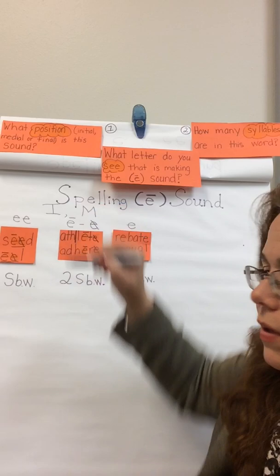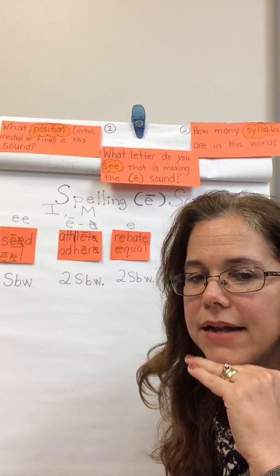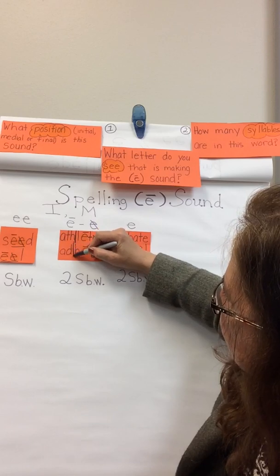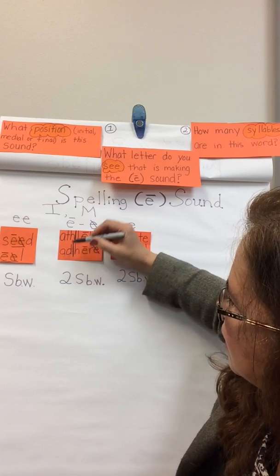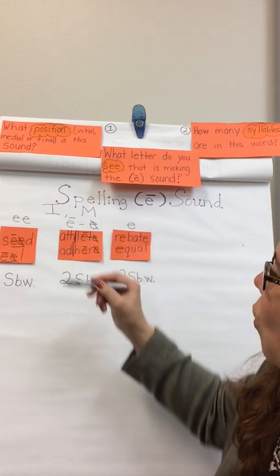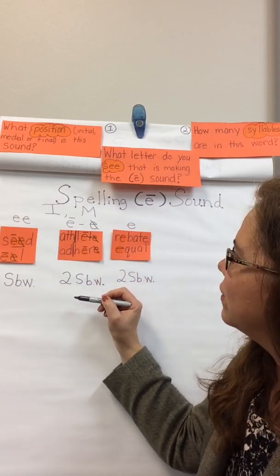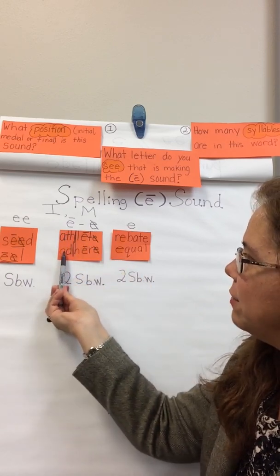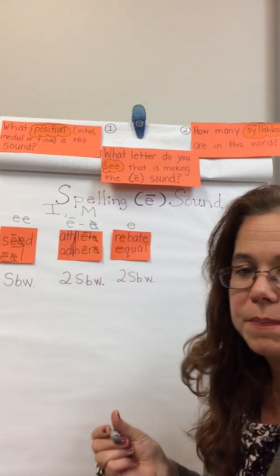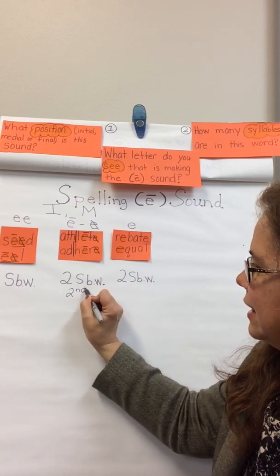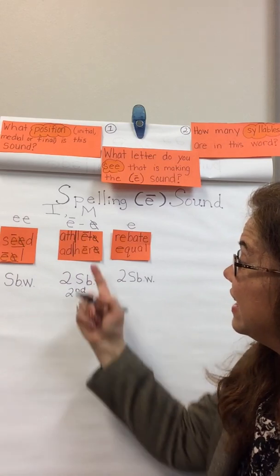Athlete. Well, let's say the next word. Adhere. We broke it up right here. That's our syllable division line. This is my first syllable. This is my second syllable. So where did I hear the E sound in these words? In the first syllable or the second syllable? That's right. I heard it in the second syllable.